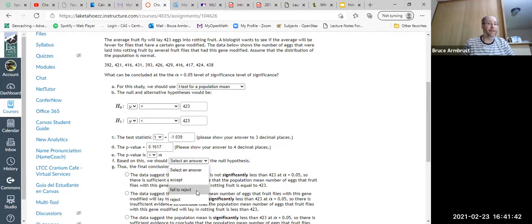Because believe it or not, they don't mean the same thing. Accept means, yep, the null hypothesis is right. Fail to reject means I haven't seen anything that makes me think that it's wrong. Which is different. If I tell you, hey, you know what, Kira, you're right, that's different than me saying, you know what, Kira, I don't know that you're wrong. It's very, very different.